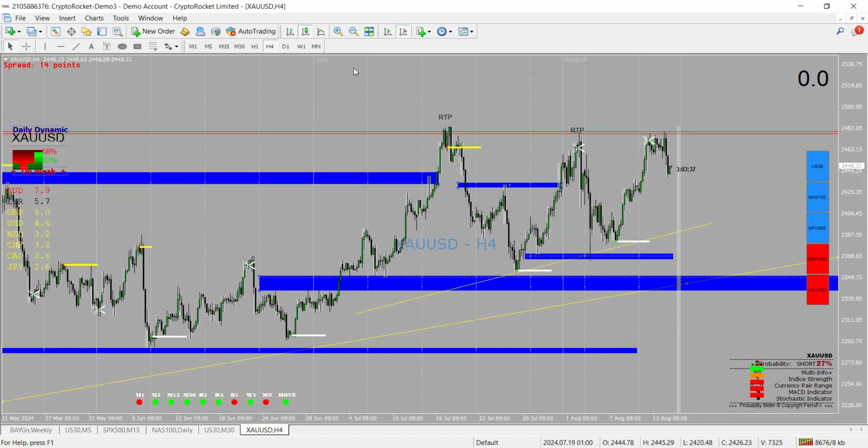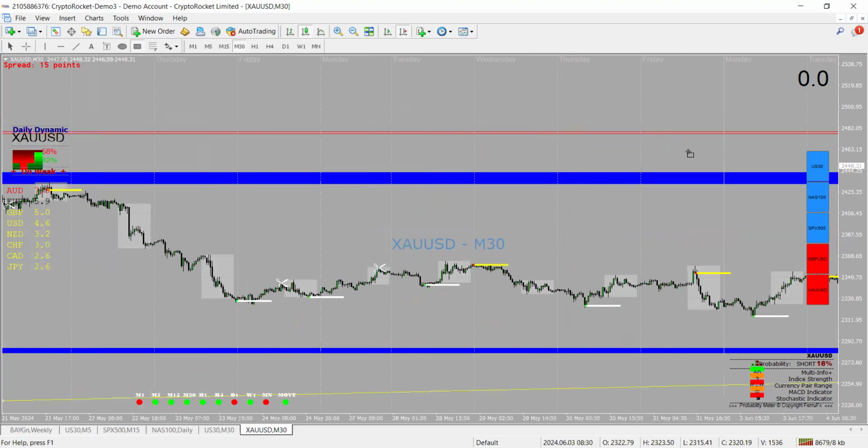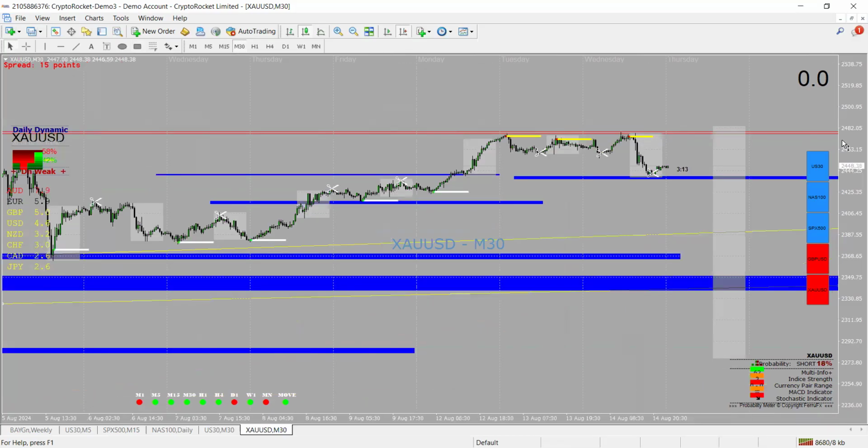Now, what I'd be looking for is the market to respect somewhere within this zone. And it looks like it may be respecting this level, and to take out RTP to the upside, because we have buy side liquidity in this area. This would be my area of interest, right here on lower time frames. If I go down to the 30-minute time frame, right?